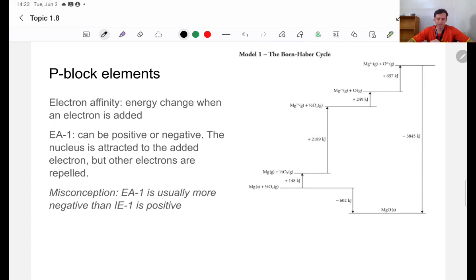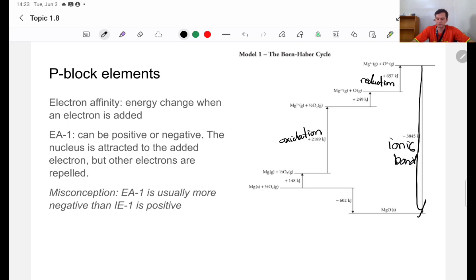So there's a misconception that the electron affinity releases more energy than the ionization energy requires. But that's not true. If you look at this example here, this reduction of oxygen actually requires energy. It doesn't release so much energy to make up for oxidation. No, reduction is not the driving process here. The driving process is, again, the formation of the ionic bond.